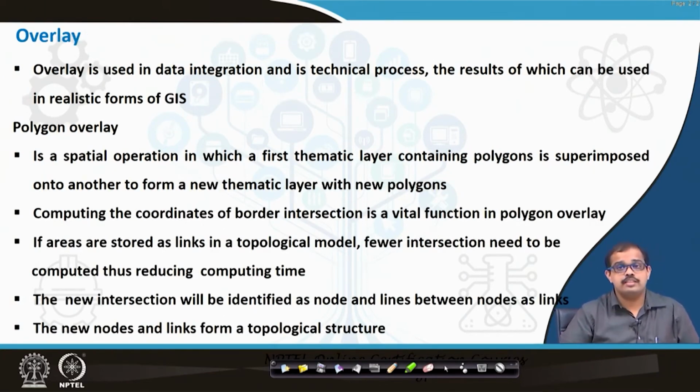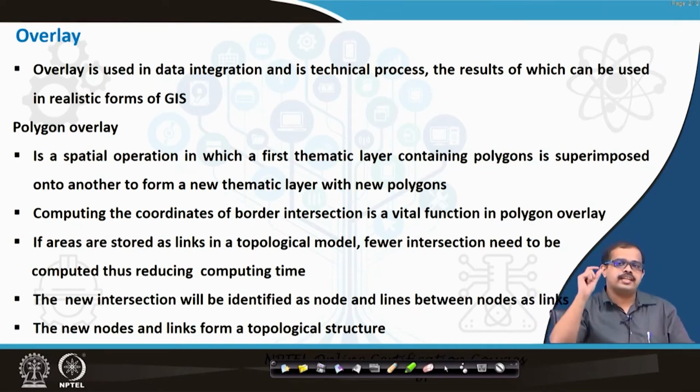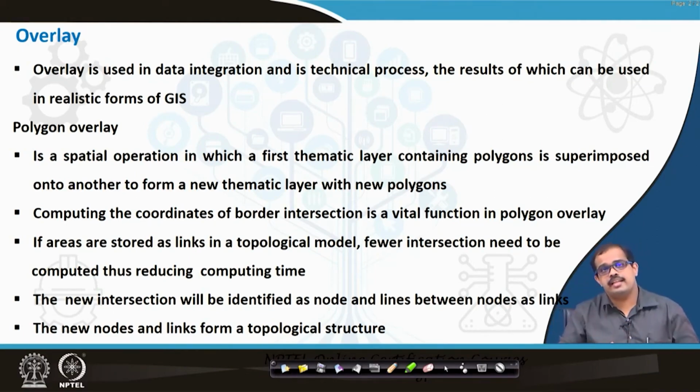The next aspect is overlaying. Why is overlaying extremely important, and why am I speaking about it again and again? It is because overlaying is a critical part of analyzing the different data sets that you may have. There may be certain data sets in raster data, some in vector data, and overlaying gives you the exact representation of the real world. Overlaying is a data integration and technical process which can be used to get a realistic form of the earth's surface in your GIS system.